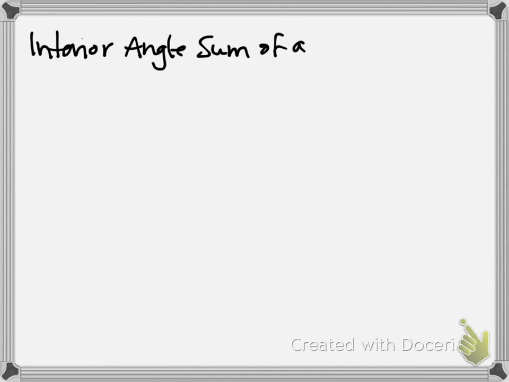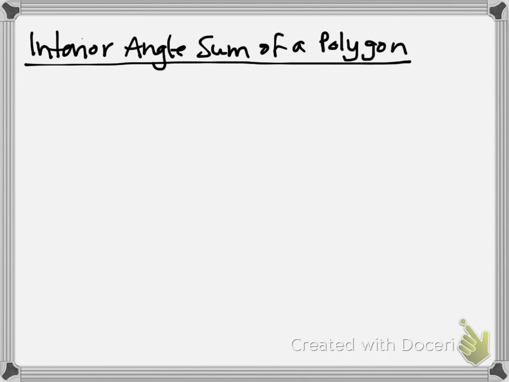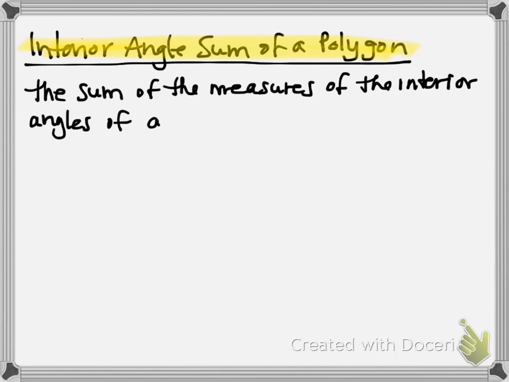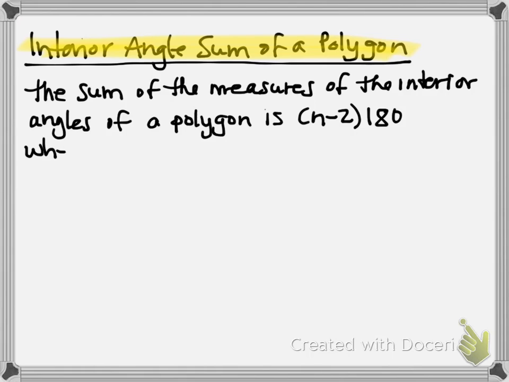Okay. So this basically has a name, another flashcard: interior angle sum of a polygon. This is its fancy name. And what it says is the sum of the measures of the interior angles of a polygon is n, the quantity n minus 2 times 180, where n is the number of sides of the polygon.